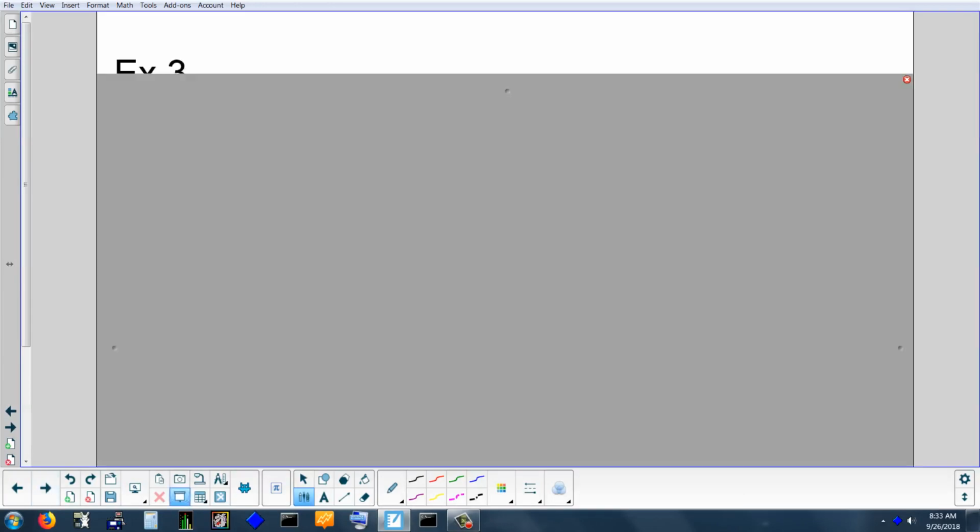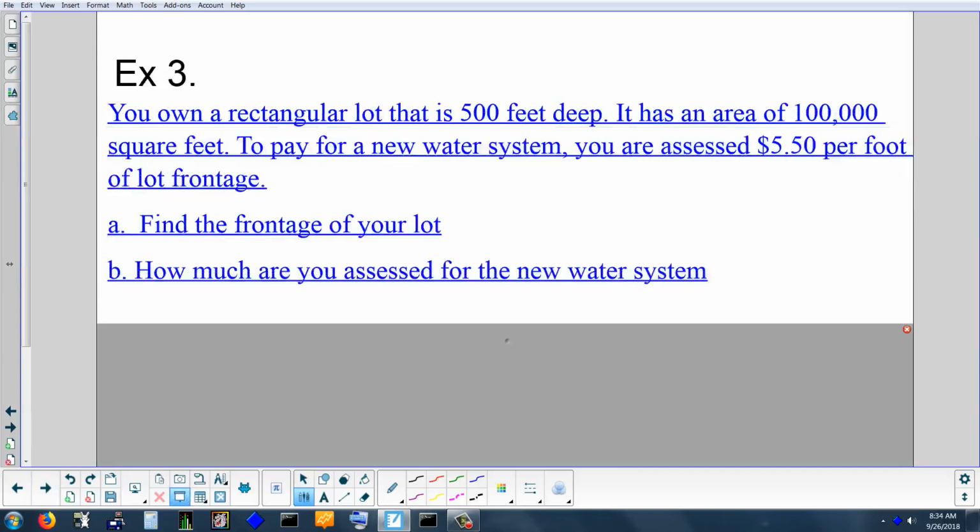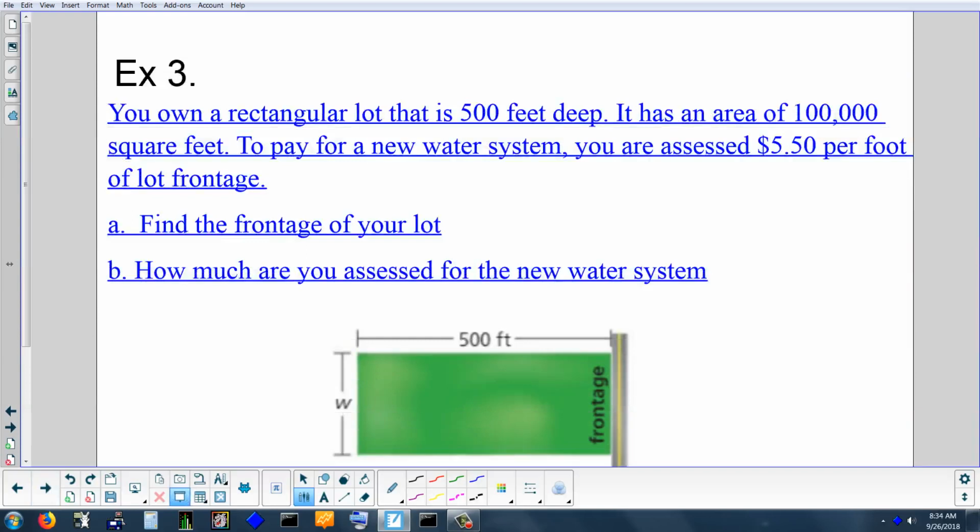All right, so let's look at this one. I think it's already printed on there. It says that you own a rectangular piece of land, right? And it's 500 feet deep. Is that labeled on there? Yeah, 500 feet. It has an area of 1,000 square feet, all right? So that's the same picture that you guys got.